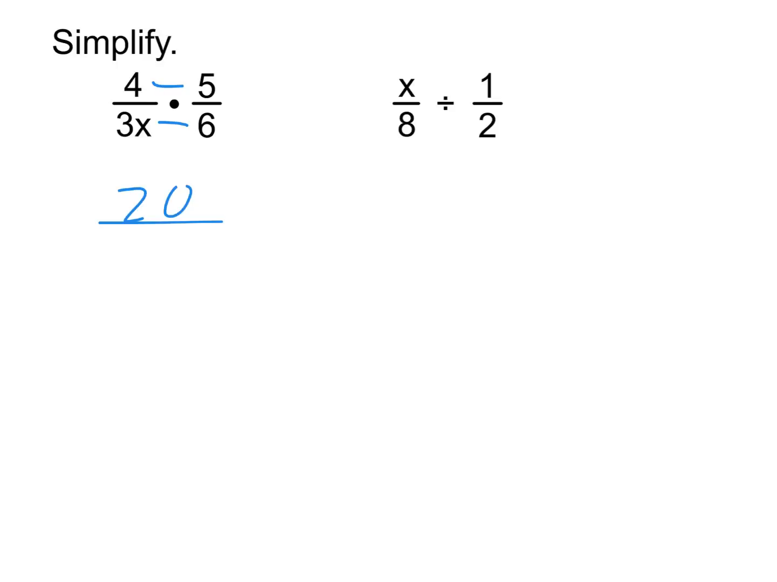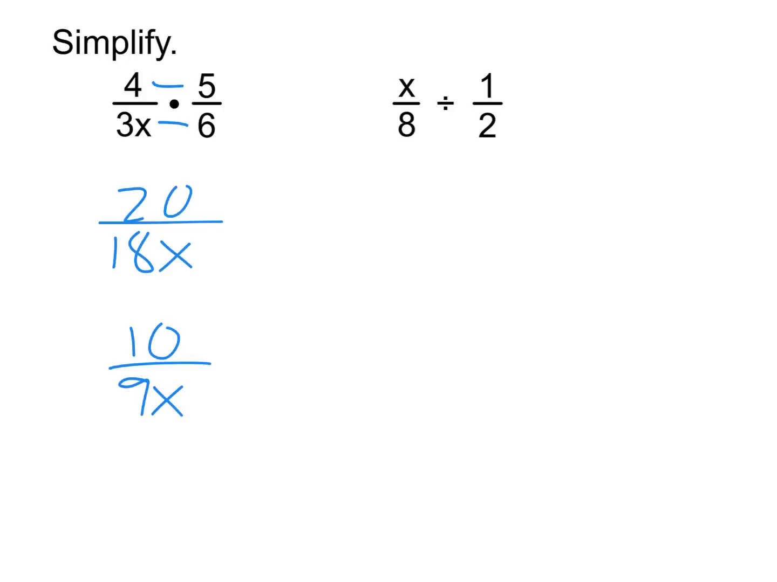Then do the 3x times the 6. Now because we're multiplying, we can do this. And so 3 times 6 gives us 18. And so 3x times 6 gives us 18x. So we've done the multiplication, but we're not actually done with this problem because it can reduce. Always reduce your fraction. So what can I divide top and bottom by here? 2. So divide top and bottom by 2. That gives us 10 over 9x. Notice the x is still in the bottom there.